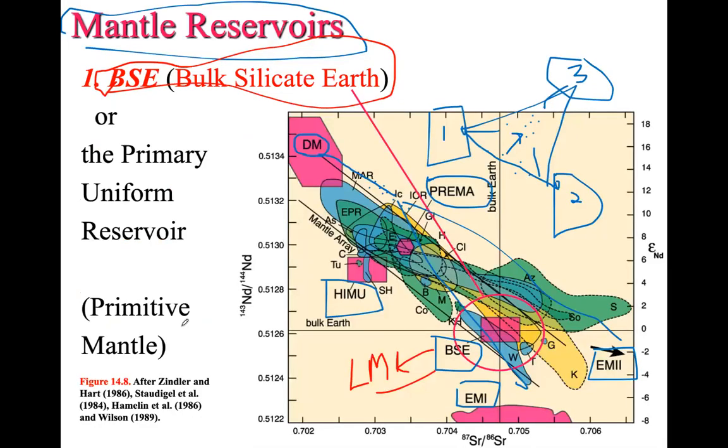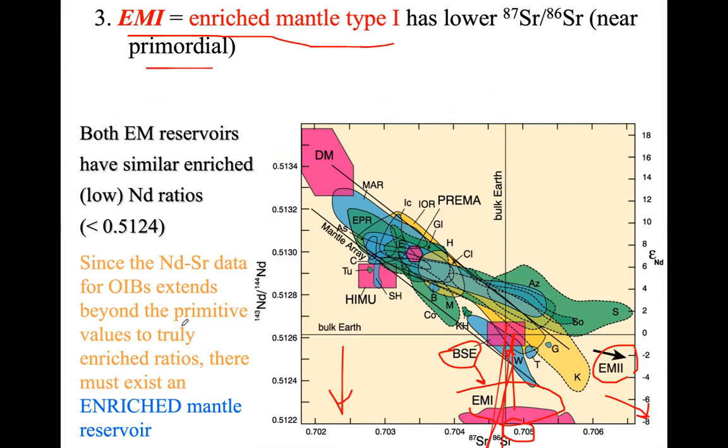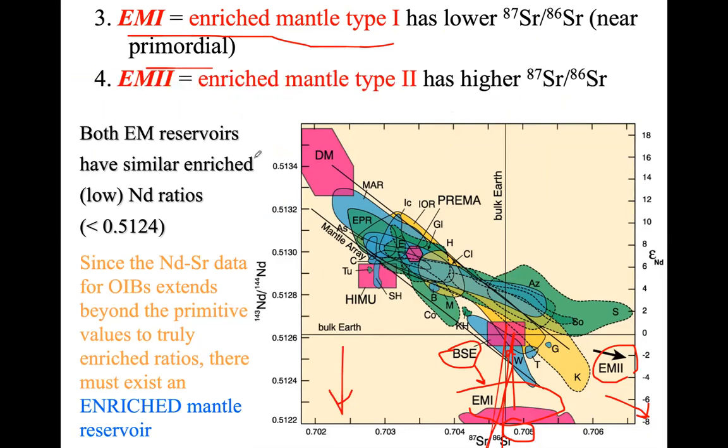This is another reservoir, the EM1, and we have the EM2 also, which has relatively higher strontium isotopes than the EM1, and it is also different from the primordial composition. EM1 has primordial strontium, but EM2 does not. It does not have the primordial, it's different. It's extremely enriched.